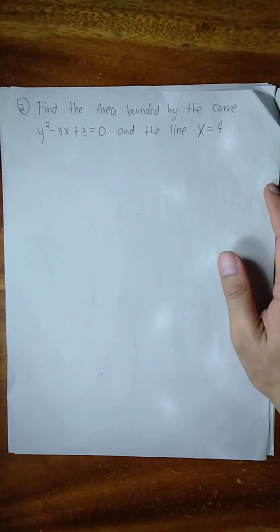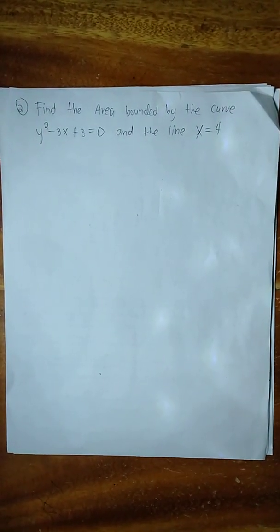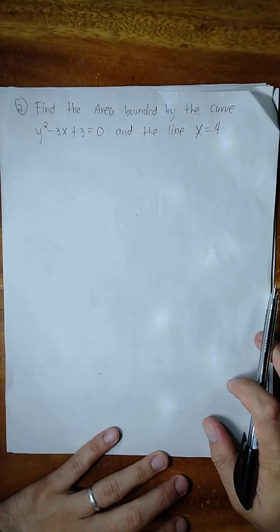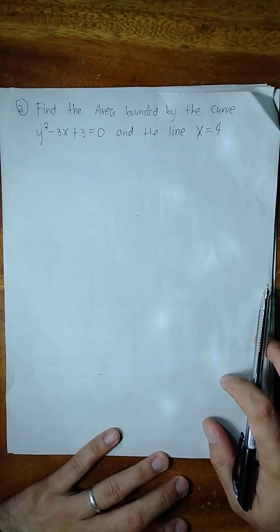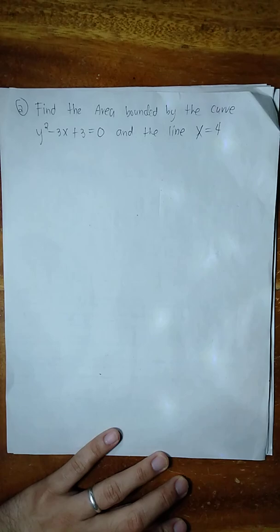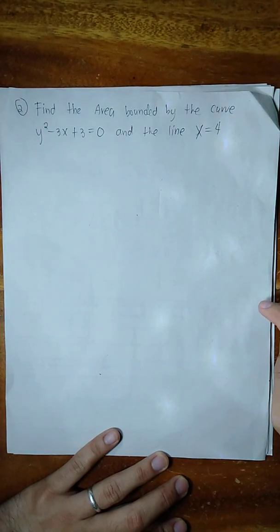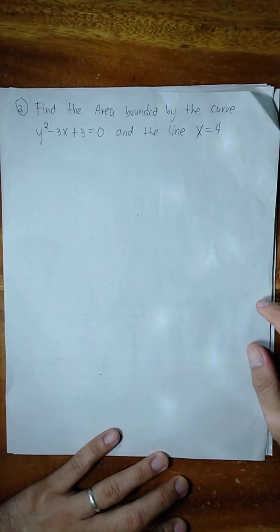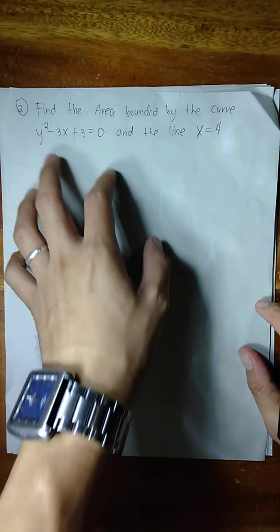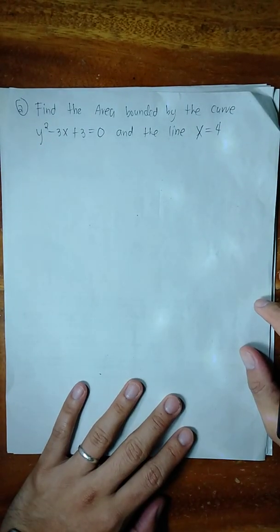Okay guys, so let's go to problem number 2. So now, let's find the area bounded by the curve y squared equals 3x plus 3 equals 0 and the line x equals 4. Okay, upon checking the function, since it's y squared, that's a quadratic equation, so that's a parabola. It can also be an ellipse, depending on your function, but upon initial inspection, it's a parabola.